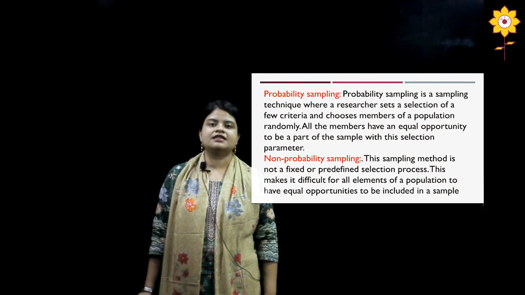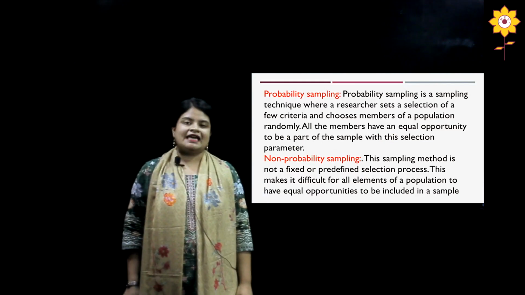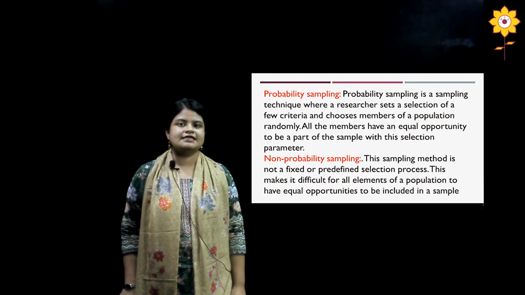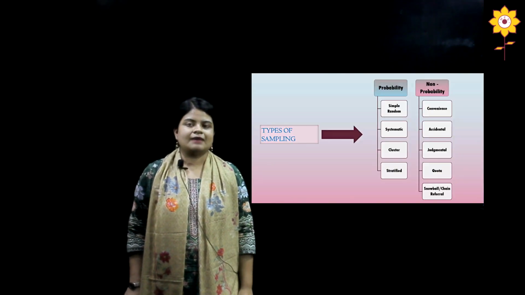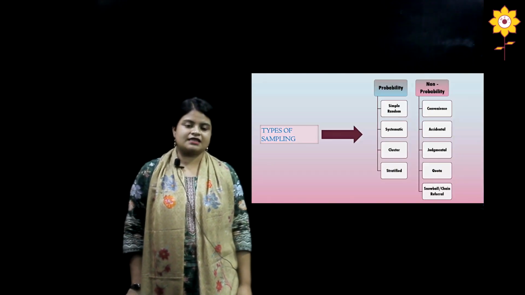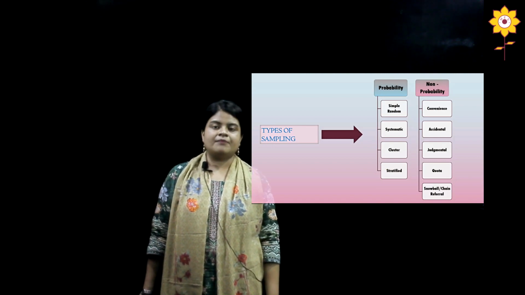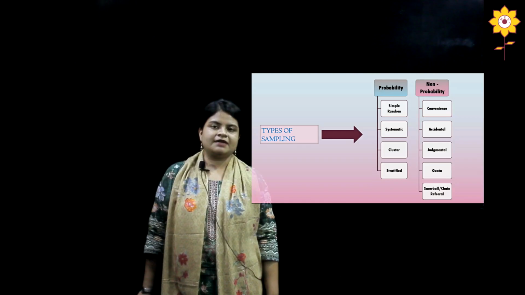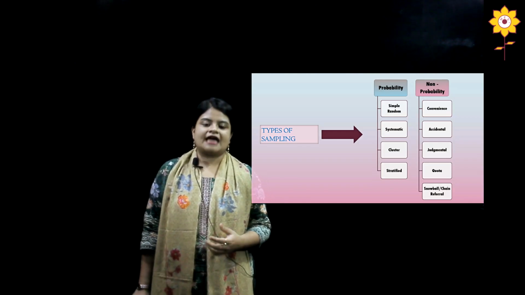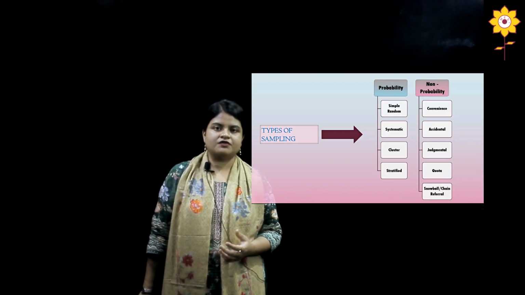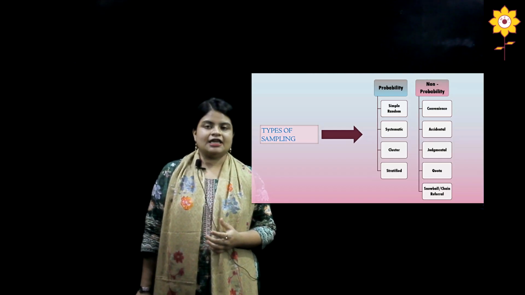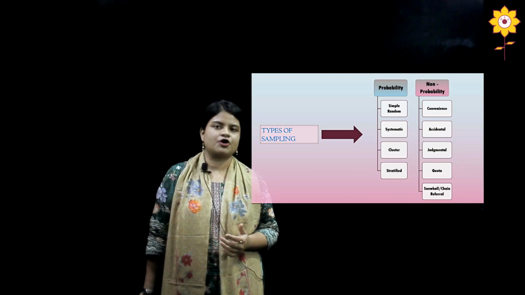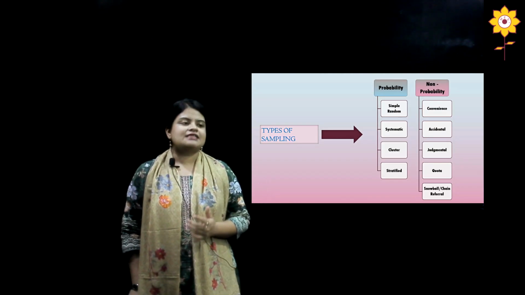Next is the types of sampling. Mainly there are two main types of sampling: probability and non-probability sampling. Probability sampling is a process in which the sample is taken based on equal opportunity for all of the population. Under probability sampling, the characteristics of the sample to be chosen are well determined, and each item of a population or an individual will have an equal opportunity to be a part of the sample.